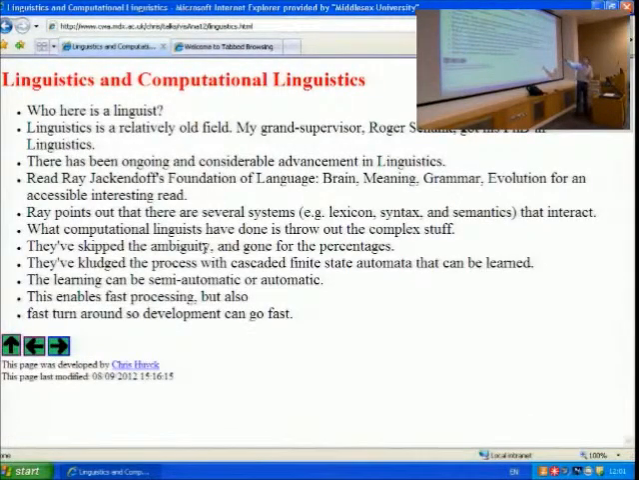They kludge the processes with cascaded finite state automata that can be learned, right? So you don't parse in a context-free manner. You use cascaded finite state automata, a regular grammar. It goes really fast. What's really nice about them being fast is you can make your grammar better really quickly because you get a quick turnaround on your system. The learning can be semi-automatic or automatic.